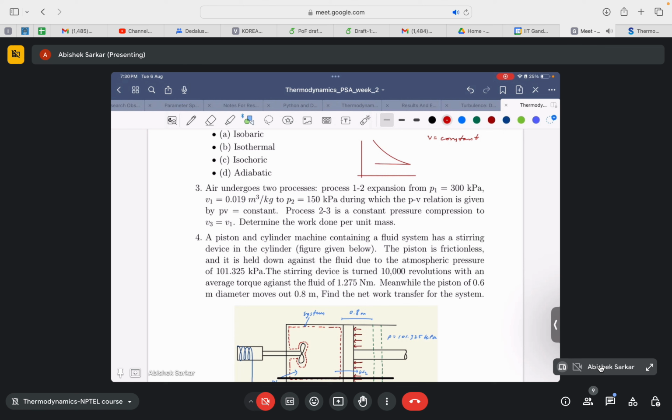It's fine. So this is 1, 2, 3. Okay, it's a process, not a cycle, so we are ending up in different state points. Fine. So what it tells is that V1 equal to V3.